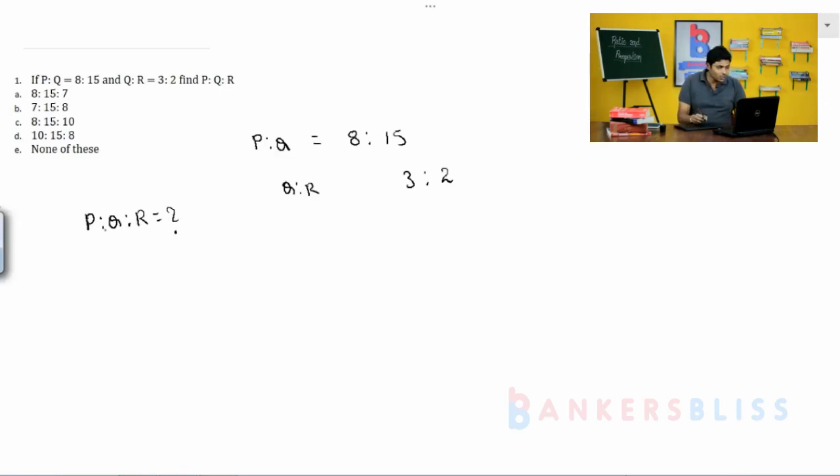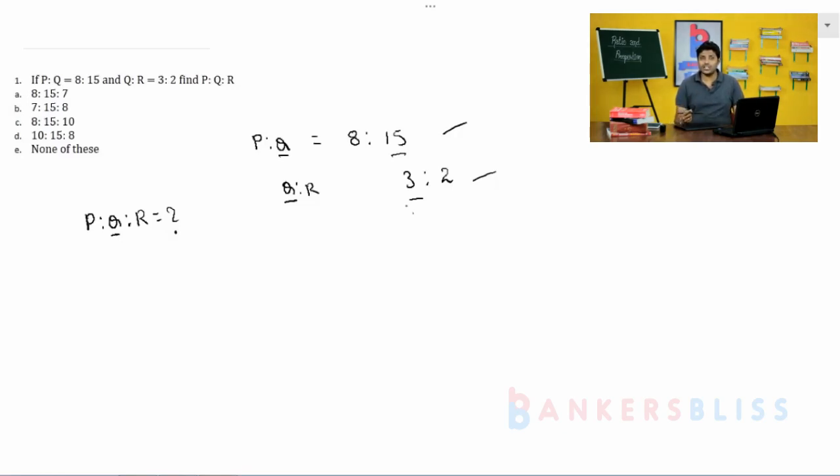See here, Q is in the middle. In these two ratios, which is common? Q is common. But are the values of Q the same? No. Then we have to make the values the same in such a way that the ratio should not change. So we have to change the magnitude, but the ratio should not change. What options do we have? We have only two options.